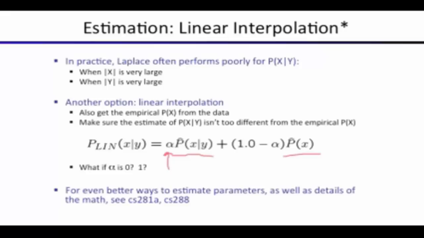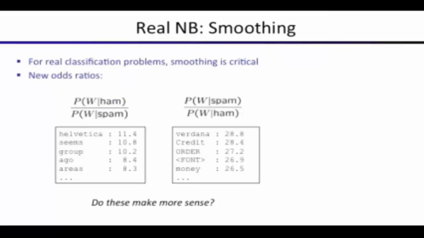And in 281A and especially 288, which is the natural language processing class that Dan teaches, we'll give a number of different ways of doing this. But the upshot is basically there's not only one way of going from data to probabilities or data to models. There are always going to be choices, and often there are going to be parameters. You've got to figure out how to fit those parameters. So I'll touch on that just after this. How do you choose the parameters?